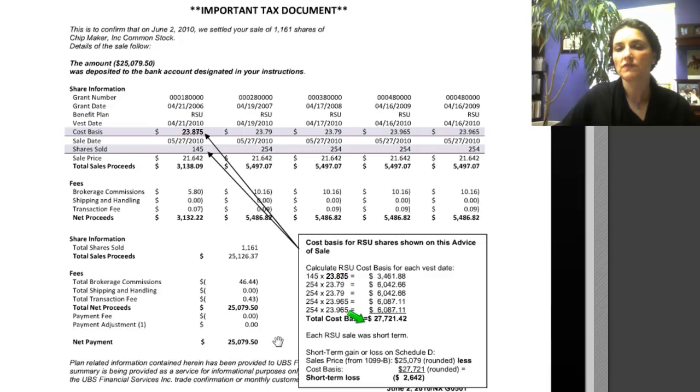$27,721.42. Each of these RSUs has been sold, and it's telling you here what his sales proceeds were. His sales proceeds that are shown on the 1099-B are $25,079, and his cost basis is $27,721, giving him a short-term loss of $2,642. So these RSUs actually dropped in value before he sold them.